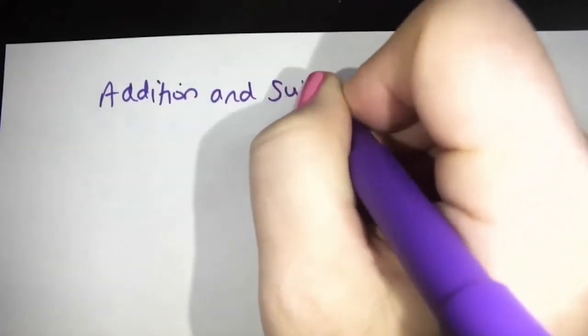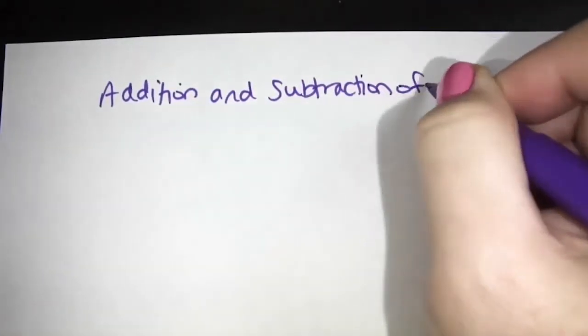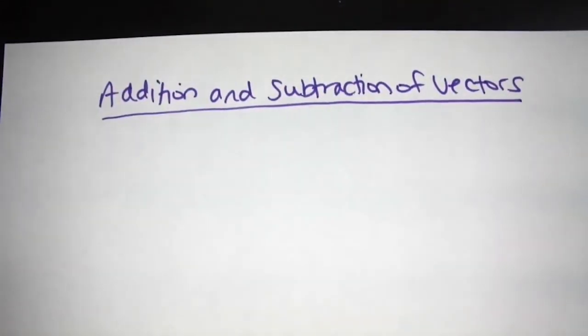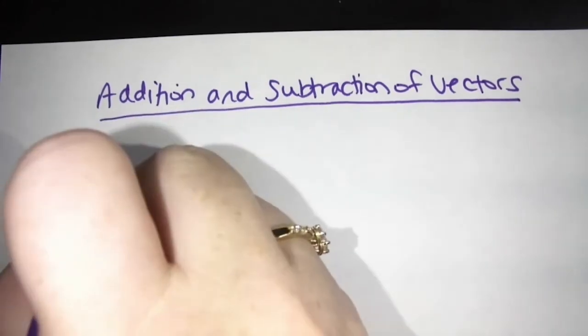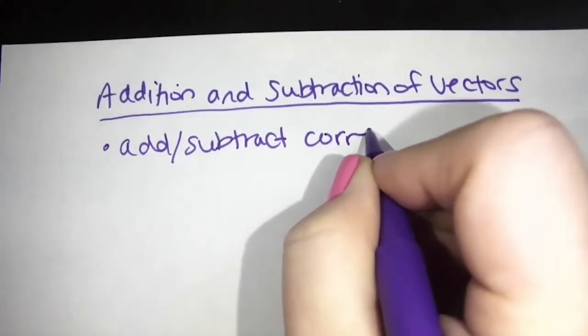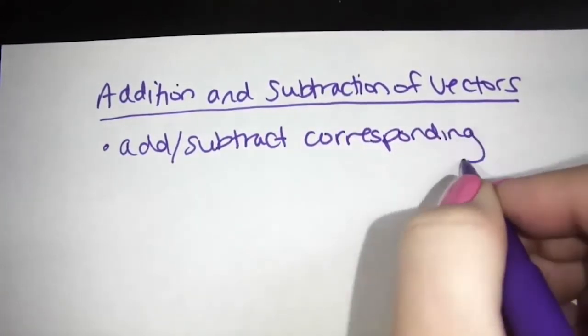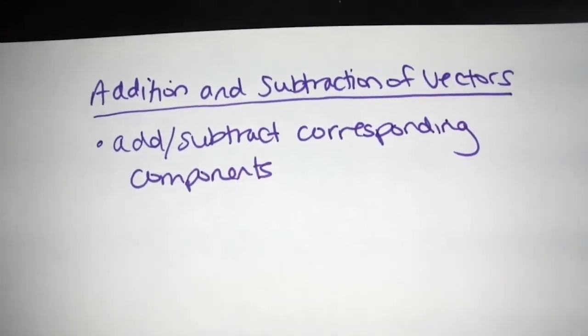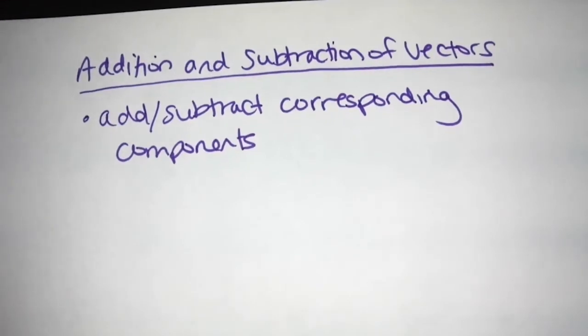Okay, so now we're going to look at adding and subtracting vectors. So for addition and subtraction of vectors, here we're just going to add the corresponding components. So here we add or subtract corresponding components. So numbers in the same spot. So we add the first component of u with the first component of v, the second component of u with the second component of v, etc.